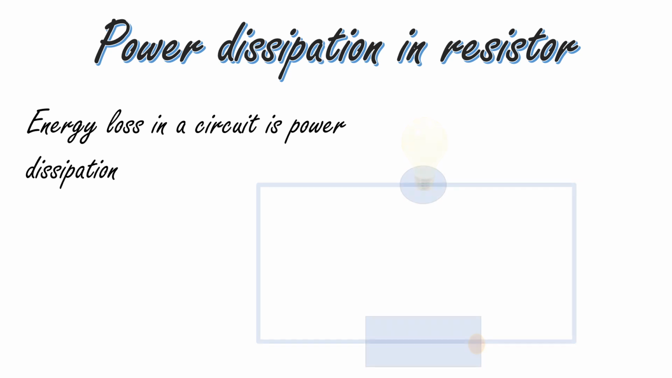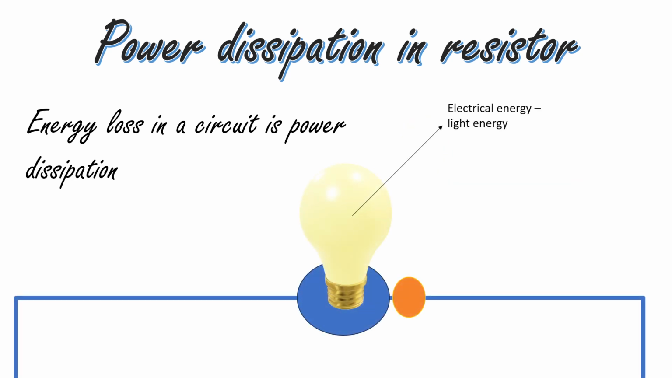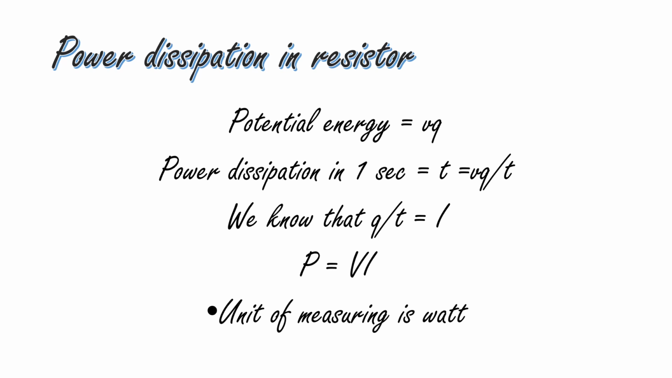Now here, the light energy and heat energy transformation cause the power dissipation. As I taught you, the derivation of that is P is equal to VI, and the measuring unit is watt.